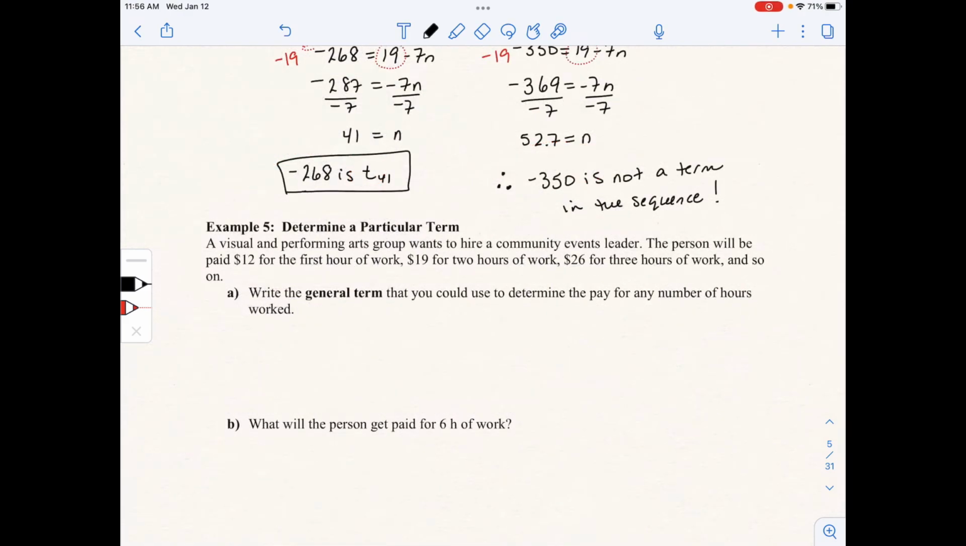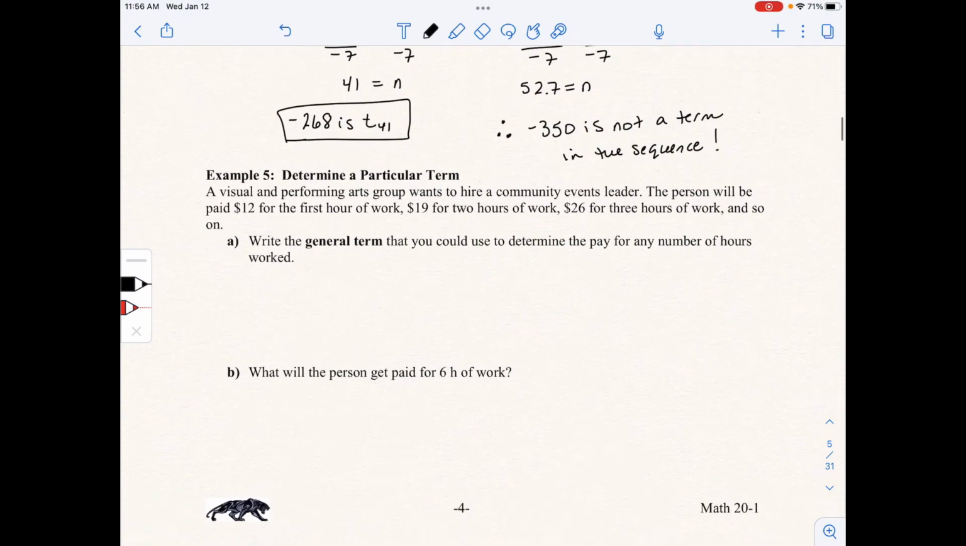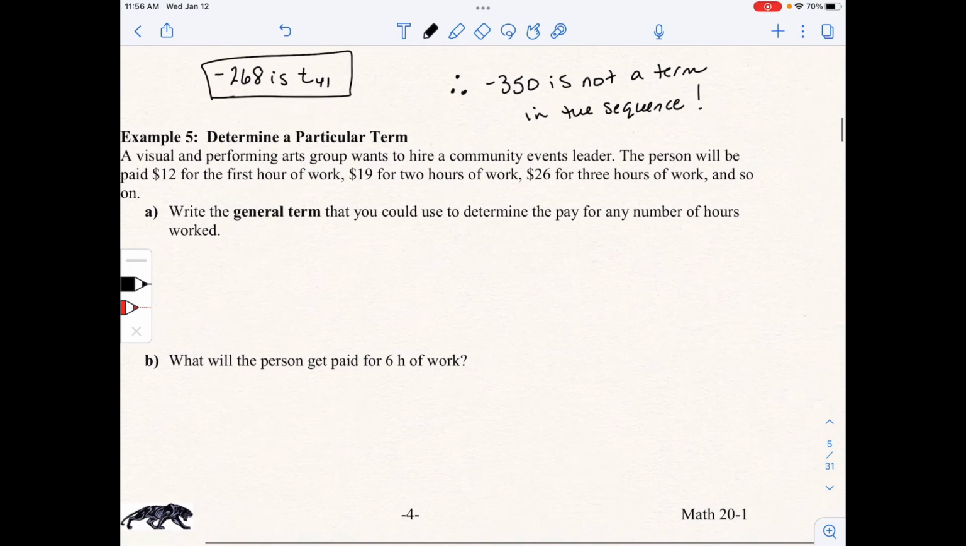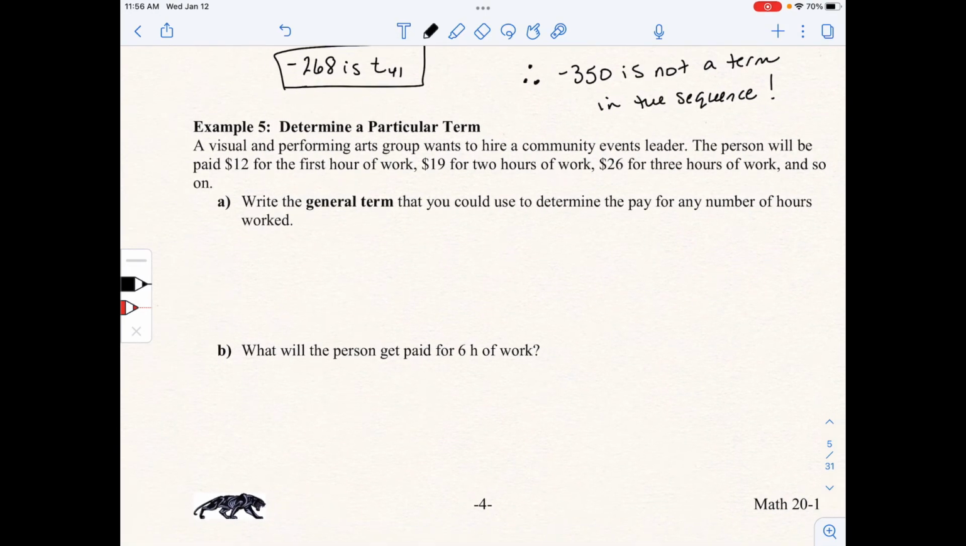Okay, for this next example, it says determine a particular term. A visual and performing arts group wants to hire a community events leader. The person will be paid $12 for the first hour of work, $19 for 2 hours of work, $26 for 3 hours of work, and so on. Write the general term that you could use to determine the pay for any number of hours of work. So this is one of those examples where we're going to start with that general term formula. So Tn is T1 plus n minus 1 times d.